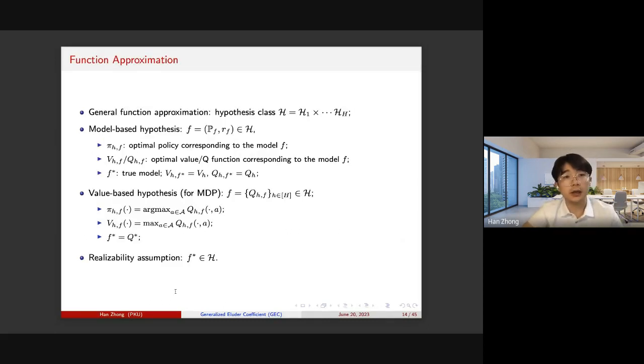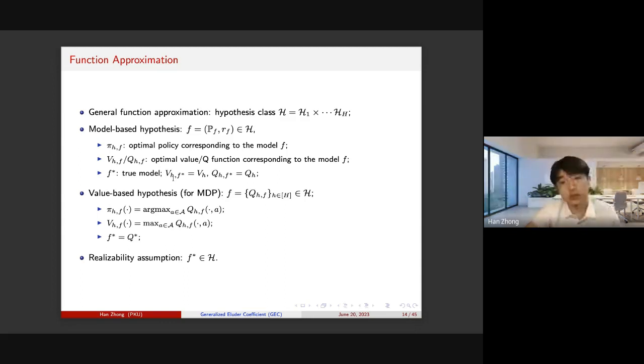We also consider the functional approximation. We are given a general function hypothesis class H. Here, the hypothesis can be either model-based or value-based. For the model-based hypothesis, each hypothesis denotes the transition dynamics and the reward function. The pi_{H,F} is the optimal policy corresponding to the model F, and V_{H,F}, Q_{H,F} are the optimal value function and Q function corresponding to the model F. And F star is the true model, from the context on this dependence on the model F star.